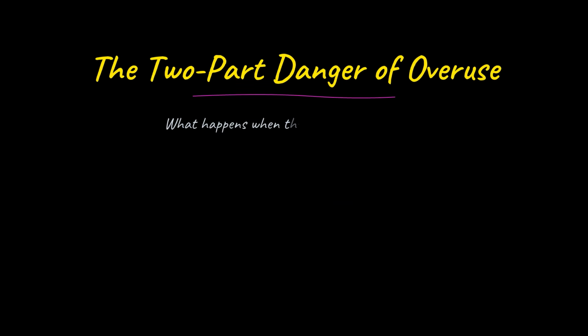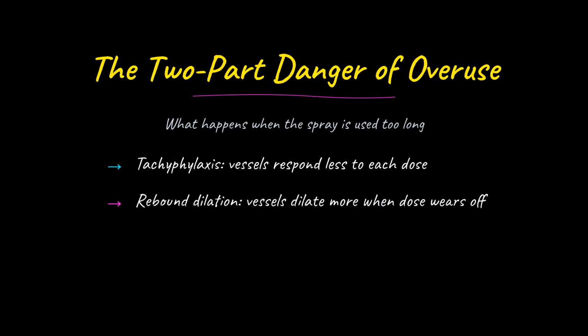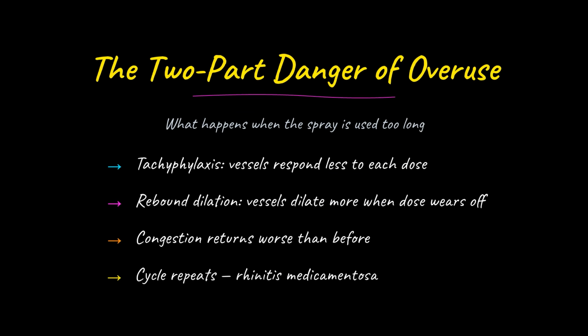With repeated dosing, two things go wrong. First, tachyphylaxis sets in. The vessels become less responsive, so each spray does less. Second, when the dose wears off, vessels rebound by dilating even more than before, making congestion worse. The user sprays again for relief, tightening the cycle, a pattern called rhinitis medicamentosa.